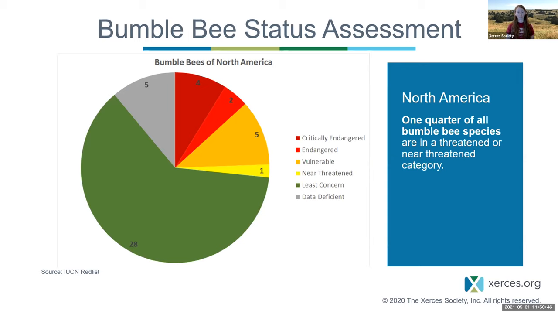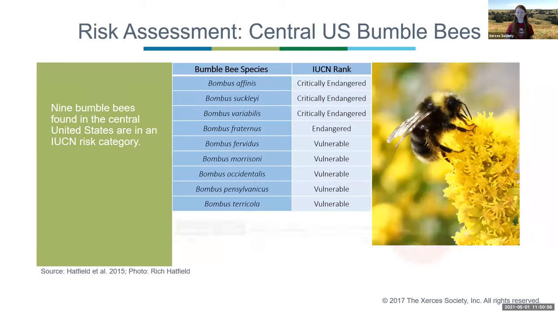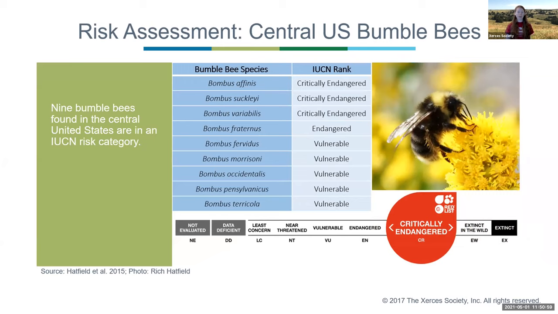So like somebody asked earlier, is there a lack of sampling? And yes, for some species, there's just not enough information for us to know if they are in decline or if they've just always been in low abundance. Looking a little bit closer in the central United States, there are 9 species that are listed in a risk category: critically endangered, endangered, and vulnerable. If you look at the scale here, you can see that after critically endangered comes extinct in the wild. So some of these bees are pretty far along according to the assessment that was carried out.